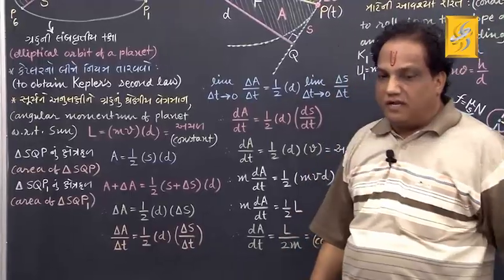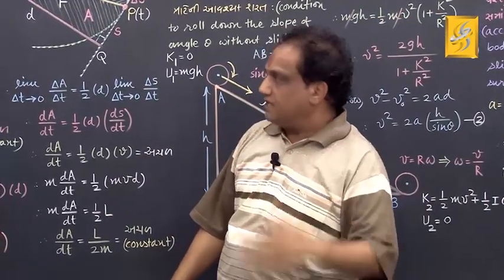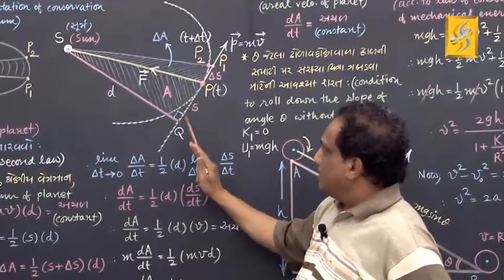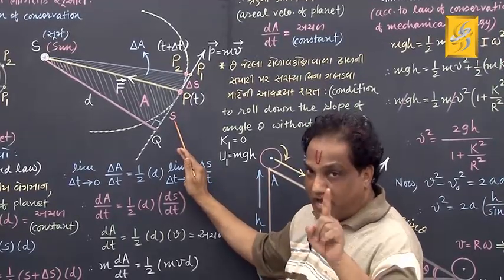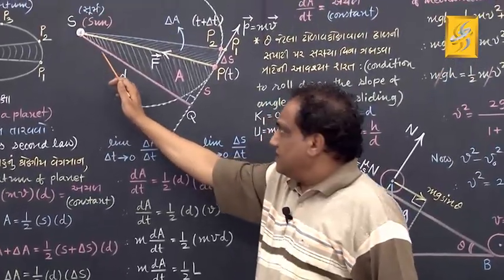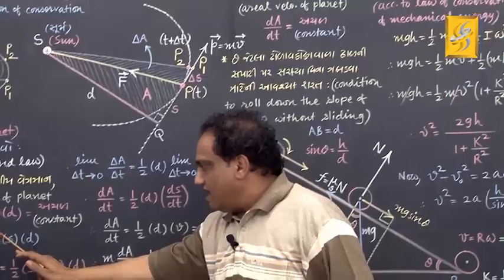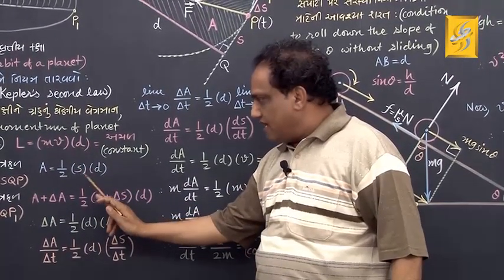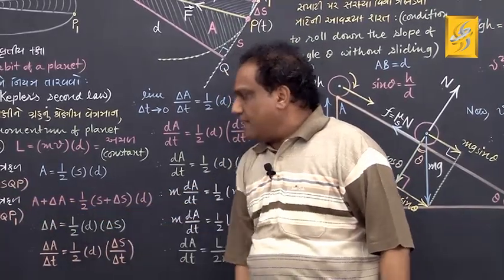What is the area of a triangle? Half base into height. What is this base from here to here? This base is PQ. Let it be shown by the symbol small s. The base is small s, and this is the perpendicular. Height is d. So 1 by 2 into s into d is going to give you the area of triangle SQP.